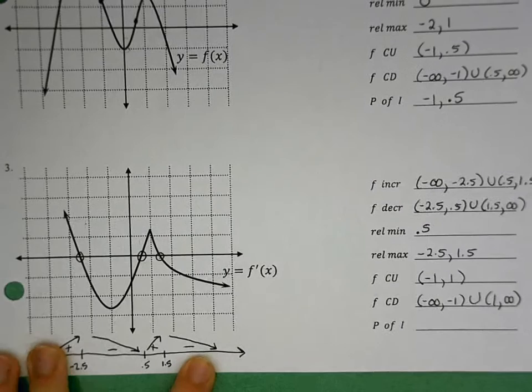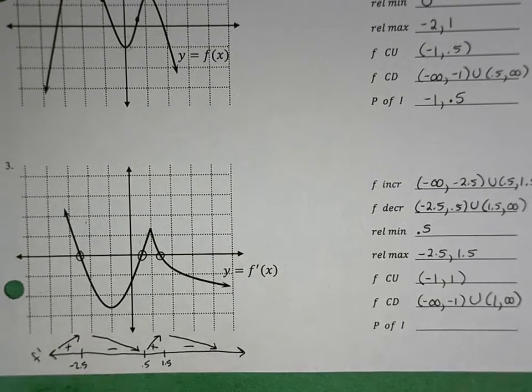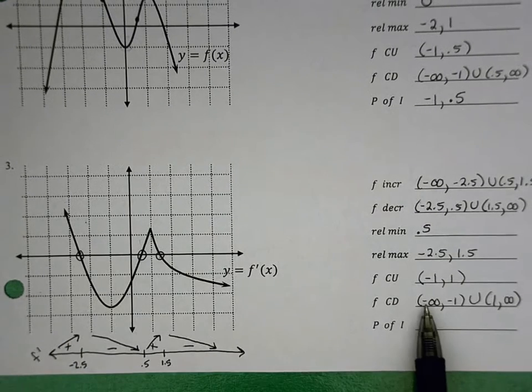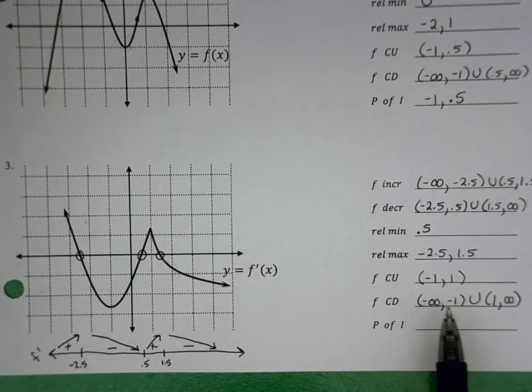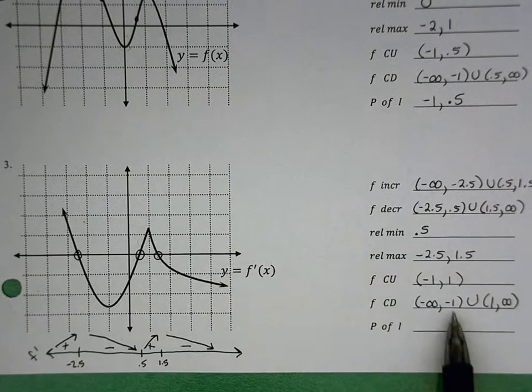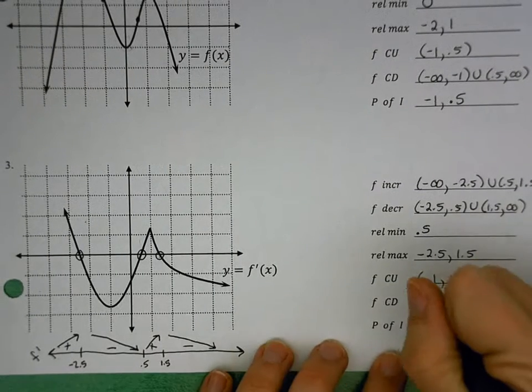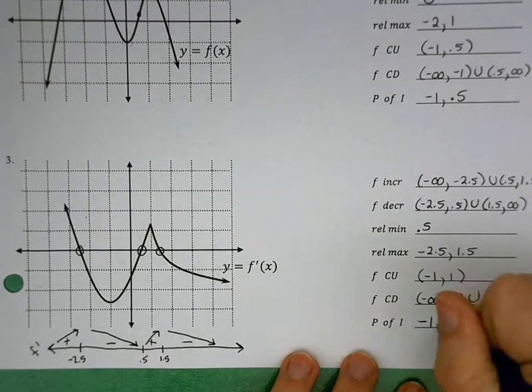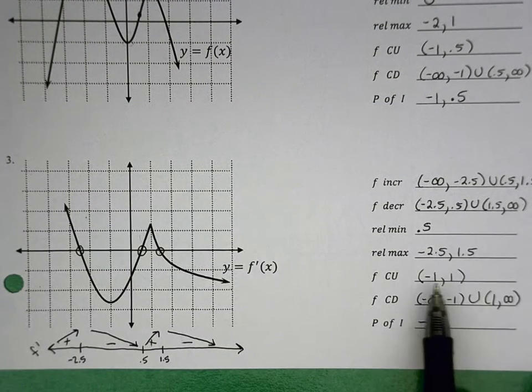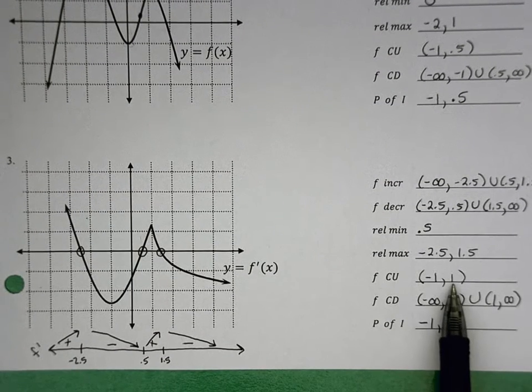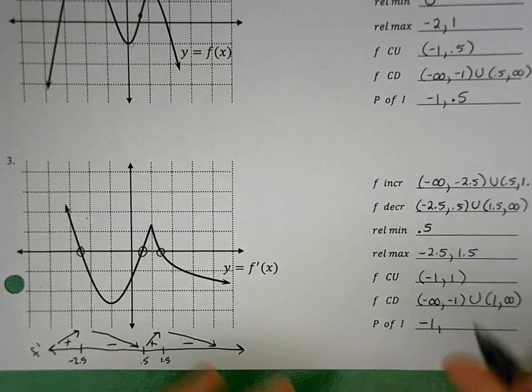So then last step, point of inflection occurs when f changes concavity. Well, I notice here that it's concave down from negative infinity to negative 1, and at negative 1 I switched. And so negative 1 is one point of inflection. And then my second point of inflection is concave up from negative 1 to 1, and I switched. And so my other point of inflection is at 1.